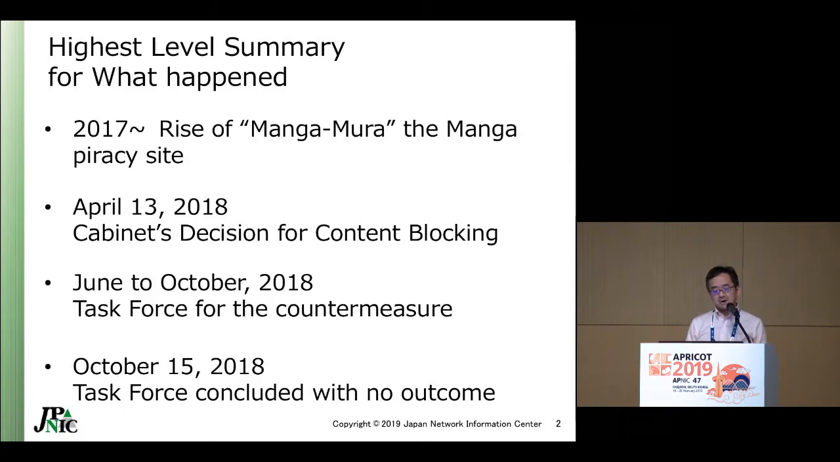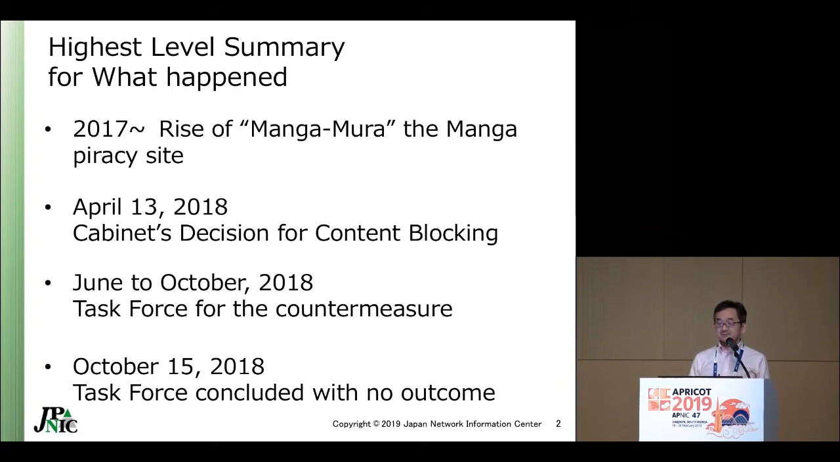But these days we had a big problem of manga piracy, and in 2017 we had a big rise of one piracy site whose name was Manga Mura. Mura means village. It's a manga piracy site, very famous, gathering a lot of page views and infringing the proper profit for the legitimate contents. Then this problem grew higher.